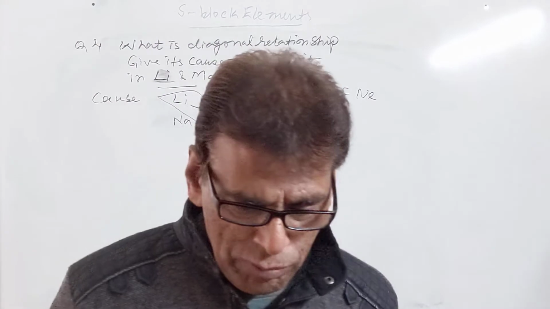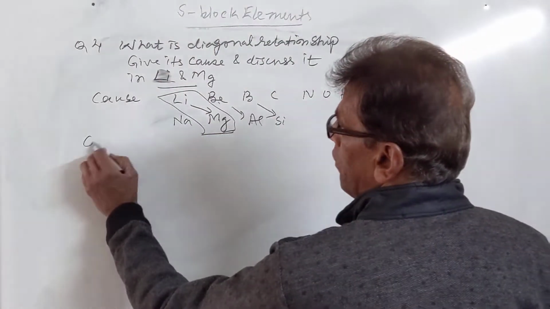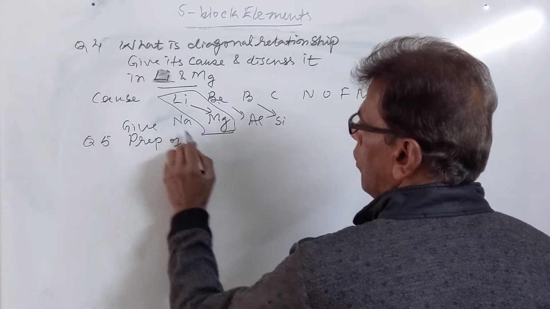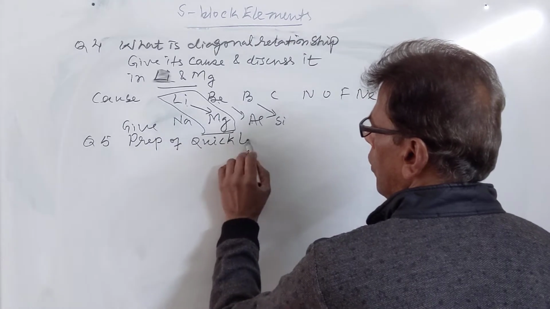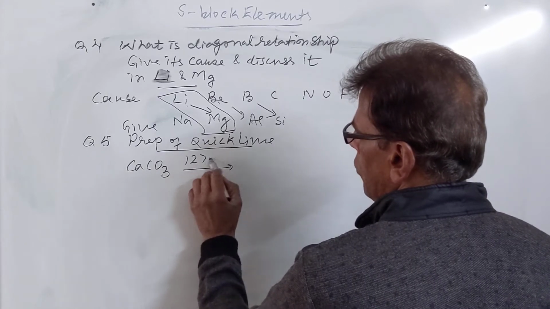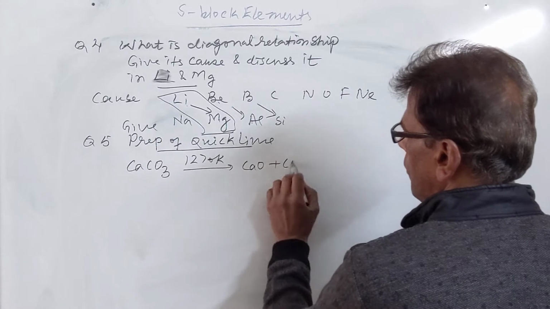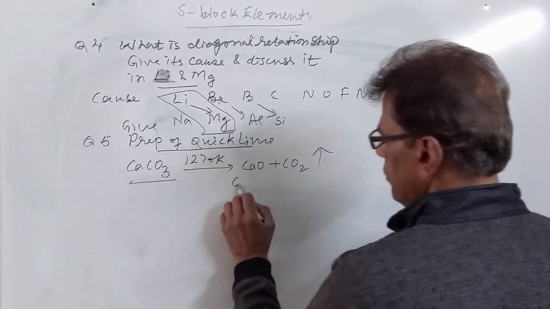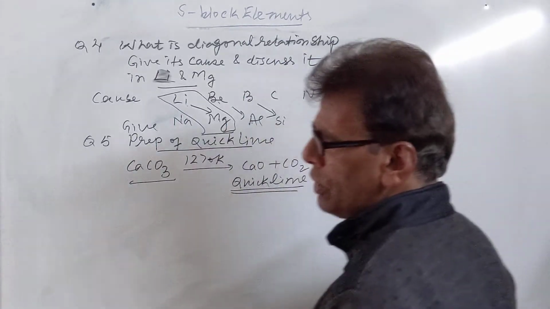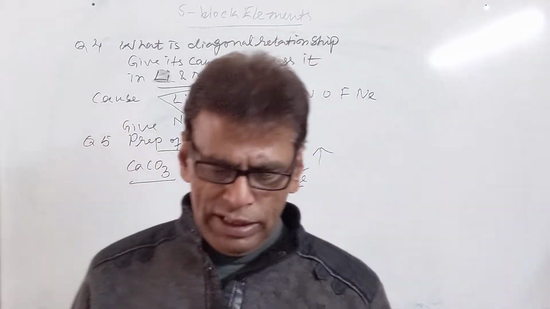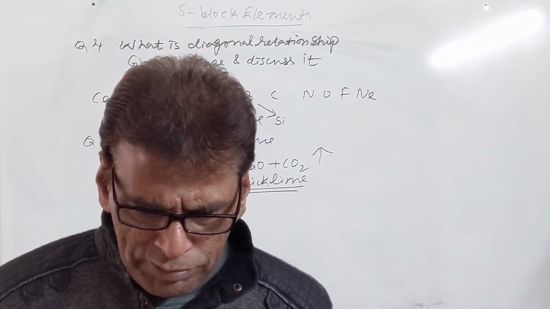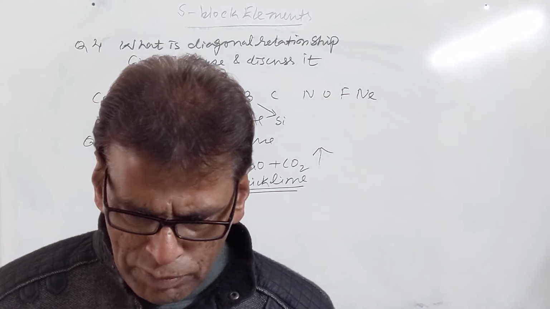Then we have: give preparation of quicklime. It can be prepared by decomposing CaCO3, heating it at 1270 Kelvin. This is our quicklime. It is used in the preparation of cement, it is used in whitewashing, and a large number of compounds are prepared from this. Then we have the next, give preparation and uses of milk of lime.